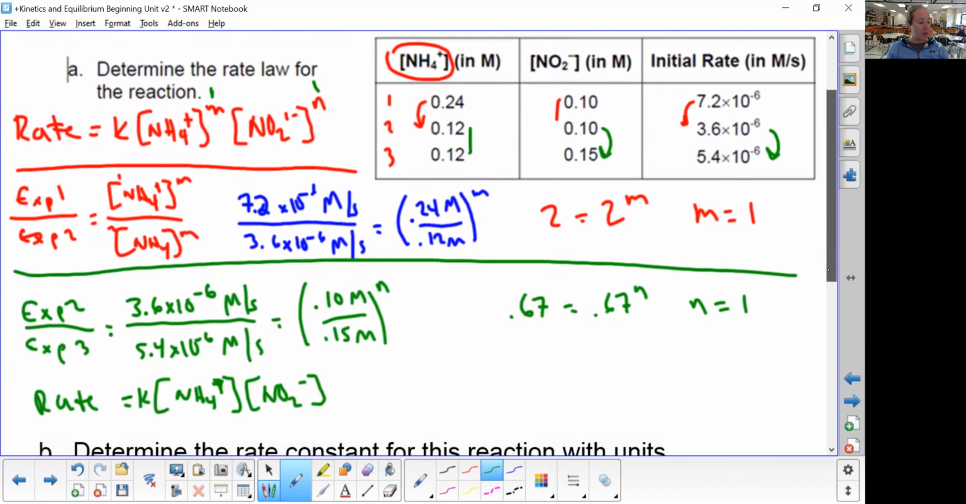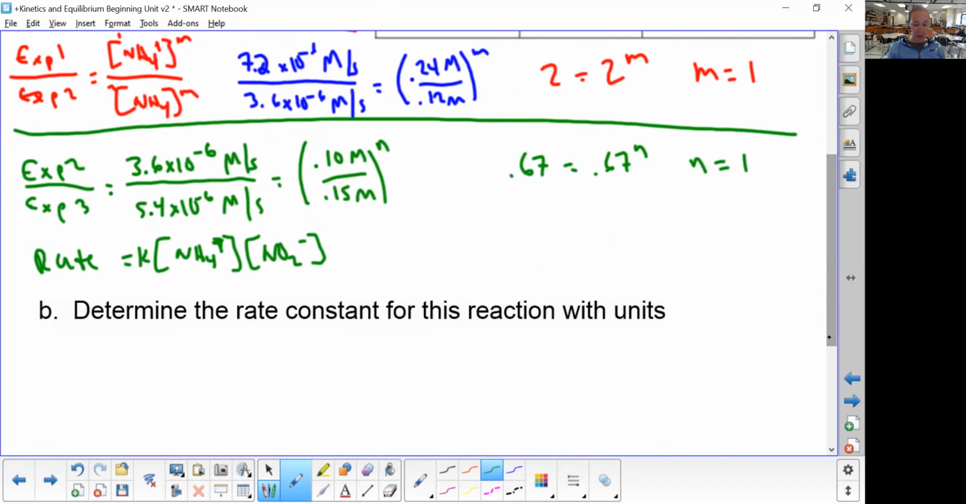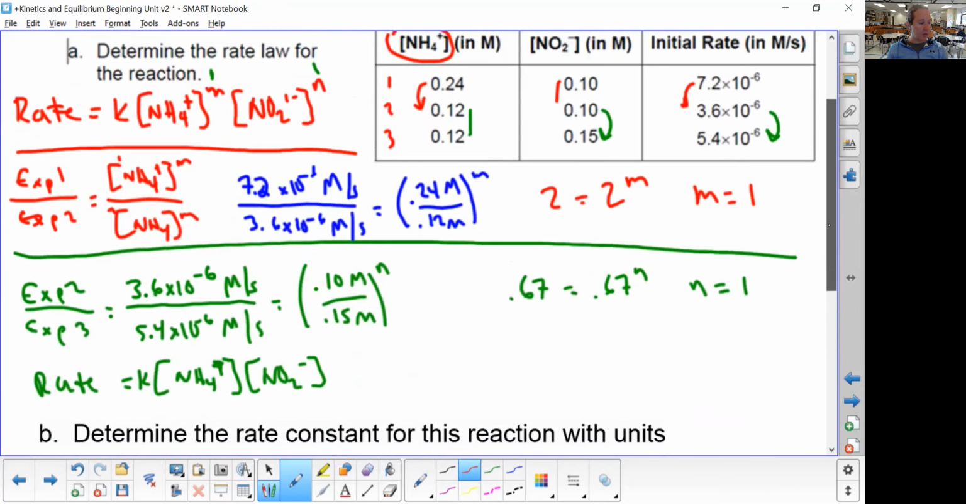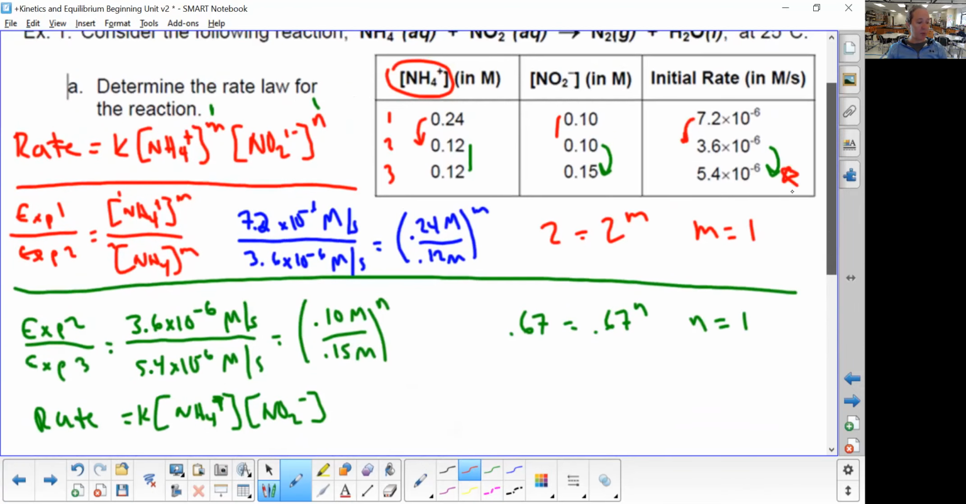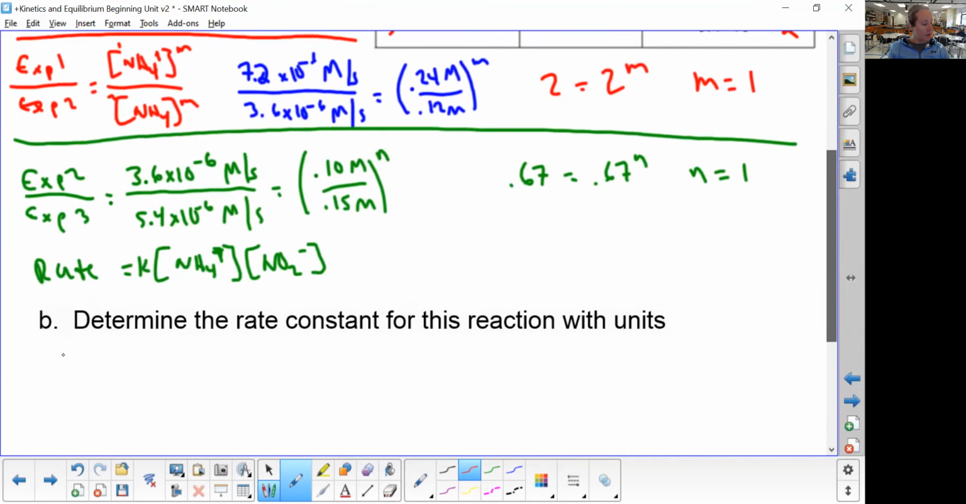So the next thing, usually, that you'll be asked to do is determine the rate constant for the reaction with units. And so I'm going to pick experiment 3. It doesn't matter which one. So I'm going to put in the 5.4 times 10 to the negative 6. That's the rate. 5.4 times 10 to the negative 6. I'll use the big M's this time. Molarity per second is equal to K.